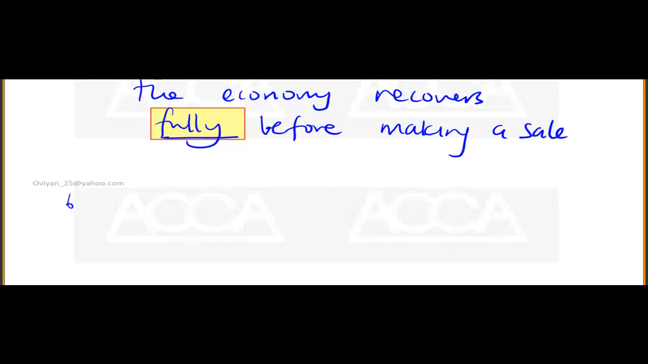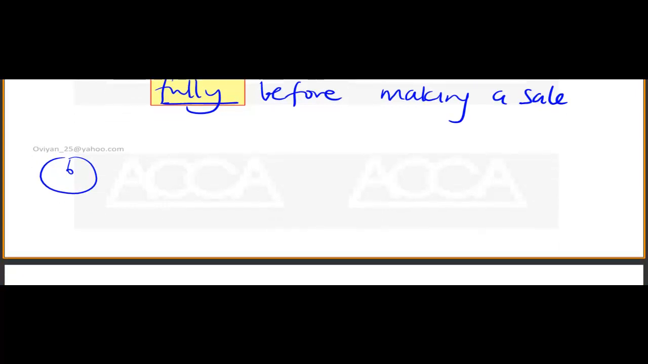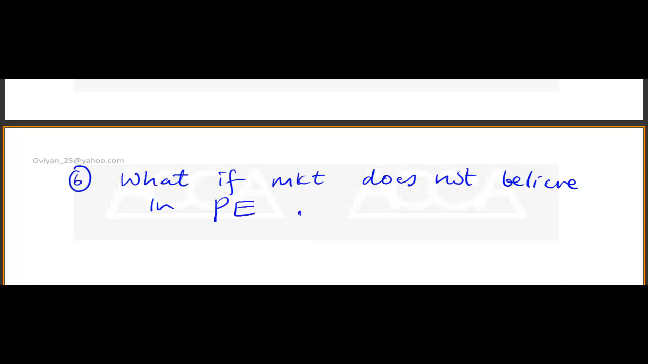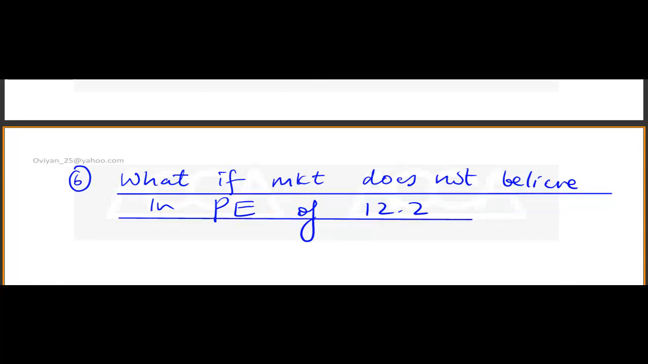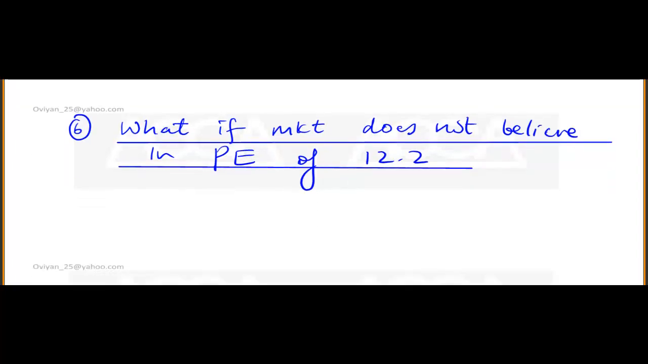Okay, point number 6. Let me explain point number 6 in detail. I'll give you a very detailed explanation, so it may take some time. It's okay to invest the time today so that in your exam you'll be laughing when you look at this type of question. Now, what if the market does not believe in the PE of 12.2? Which means the post-acquisition value may not be the 30.99 that we got just now.